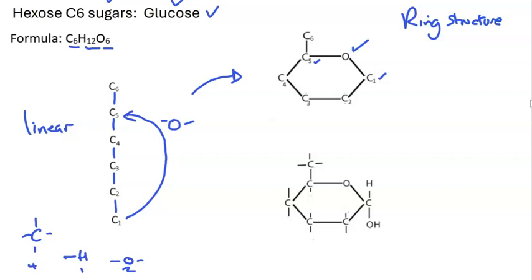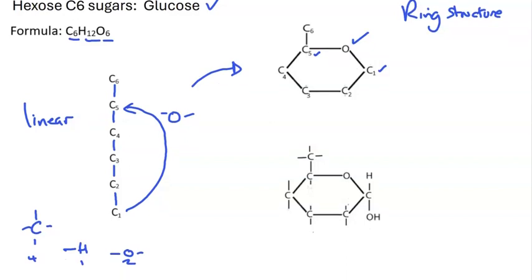Glucose takes very many forms, some of them linear, some of them ring structures. So we're just looking at a few of the common ones which occur in biology. So this ring structure is glucose.